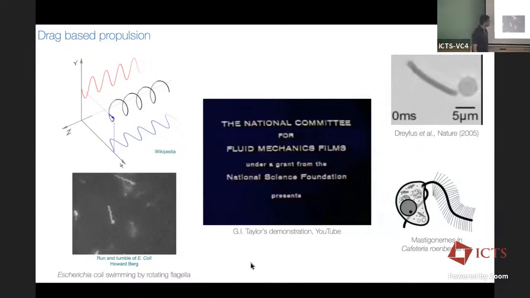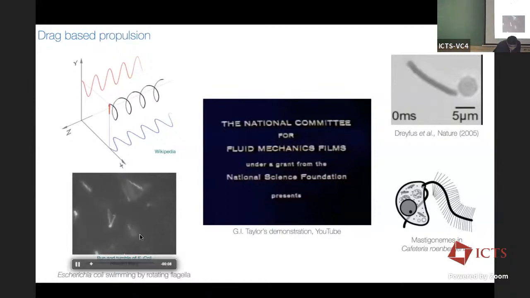It's very odd. So this, what you see over here, is the run-and-tumble motion of E. coli. So E. coli is again rotating the flagella. They have this corkscrew thing that they're rotating, and that's what they're moving with. So let me just play this.